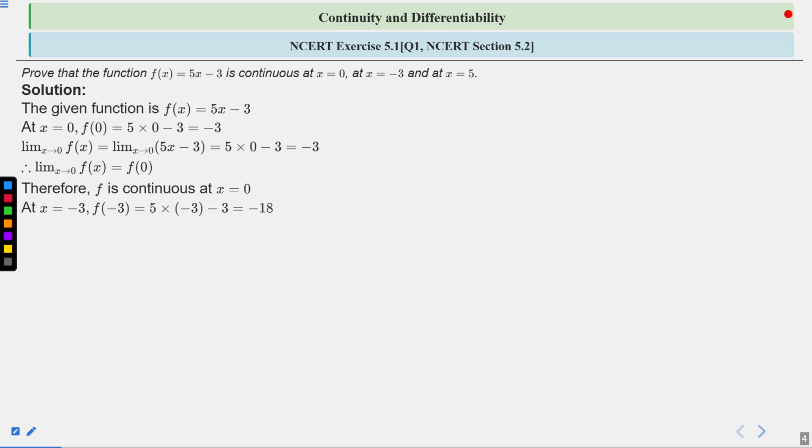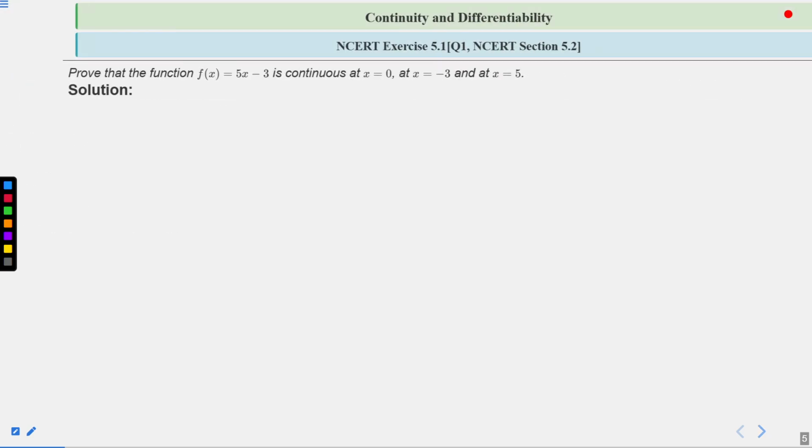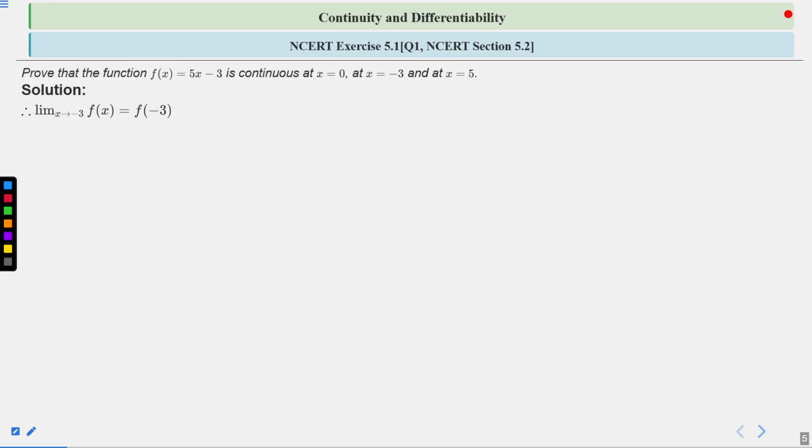Now at x = -3, f(-3) is 5 into -3, minus 3, which comes out to be -18. Now the limit as x tends to -3 of f(x) is the limit as x tends to -3 of 5x - 3, which comes out as 5 into -3 minus 3, which is -18. Clear? Therefore, the limit as x tends to -3 of f(x) is equal to f(-3). Therefore, f is continuous at x = -3.